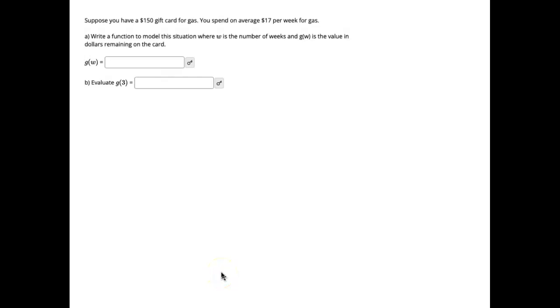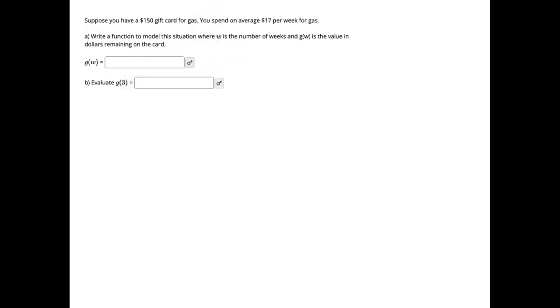On this question from 3.8, we are being asked to create an equation of a line given the information that is here. So let's look at what information is given to us. Suppose you have a $150 gift card for gas. You spend on average $17 per week for gas. Wow, that's really low, right? At least right now. Okay, so write a function to model this situation where W is the number of weeks and G of W is the value in dollars remaining on the card.